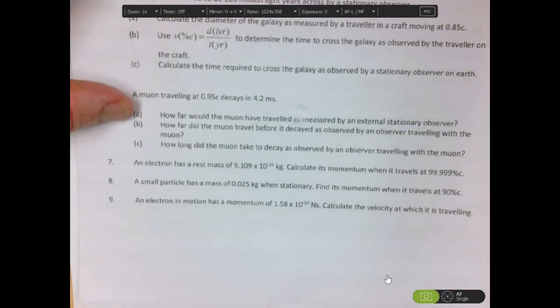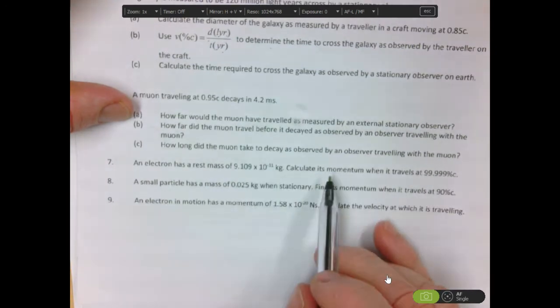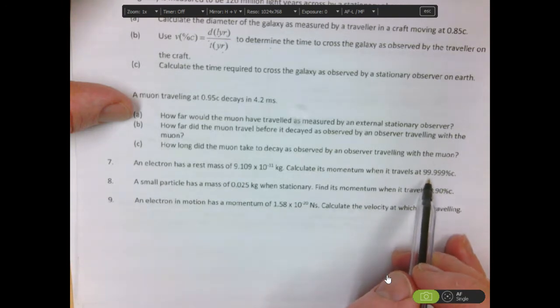An electron has a rest mass of that value there. That's negative 31 if you can't read it. Calculate its momentum when it travels at this velocity here. Okay, there's 5 nines over there.